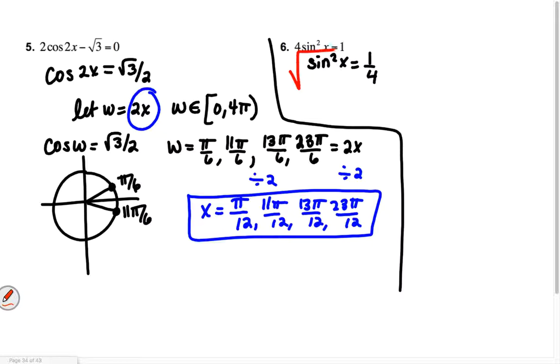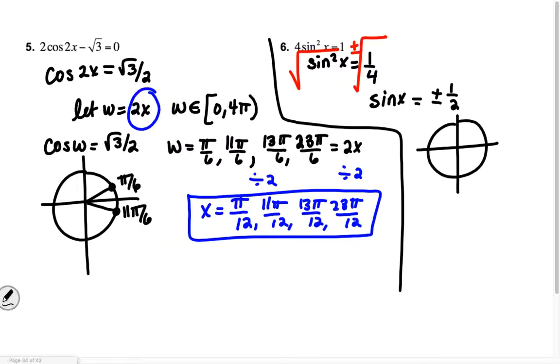So I can take the square root, but when I take a square root, I can't forget that plus or minus. So I get sine of x equals plus or minus, and the square root of 1/4 is 1/2. So I want my sine to equal plus or minus 1/2.